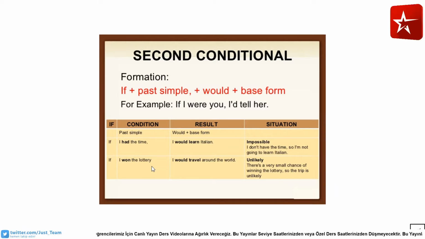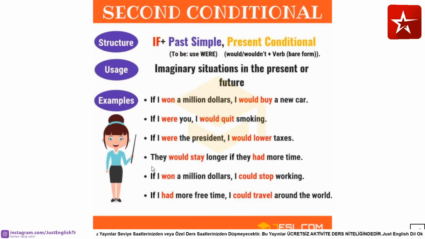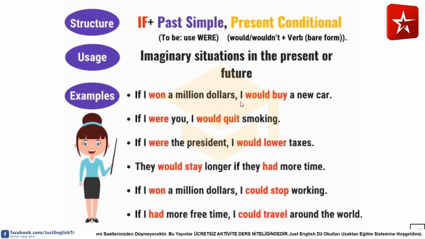Good, Hassan, thank you. Thanks so much. Something is unreal, something is imaginary, something is hypothetical. As you say, for hypothetical situations, we use the second conditional sentences. Here we have, if I won $1 million, I would buy a new car. Or if I were you, I would quit smoking.